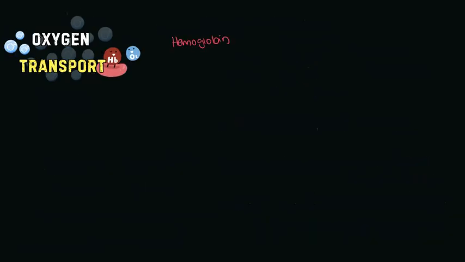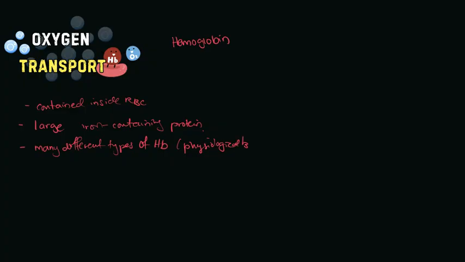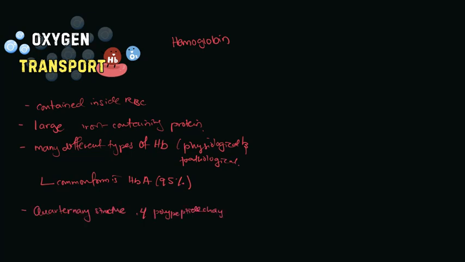Now that's been taken care of, let's talk about hemoglobin, the primary vehicle of oxygen transport in the blood. They are contained in red blood cells. They are a large iron-containing protein. There are many different types of hemoglobin which can be divided into physiological and pathological. The most common form of hemoglobin found in blood, about 95%, is HbA. They have a quaternary structure with 4 polypeptide chain globin subunits. So they have 2 alpha and 2 beta.